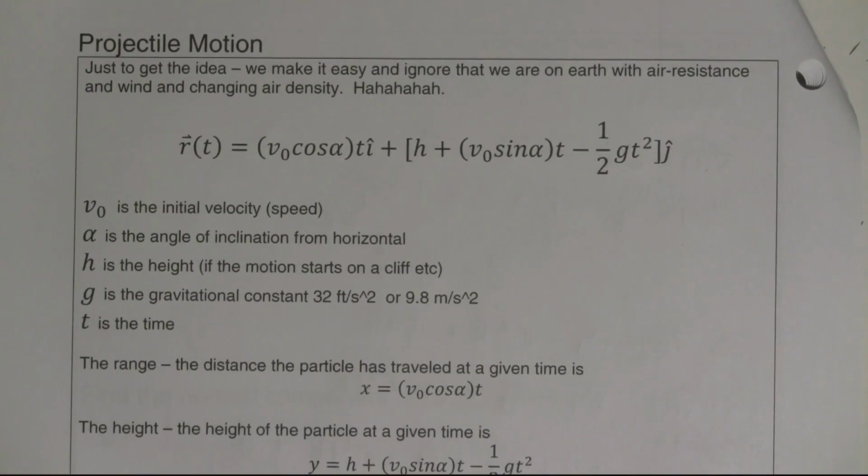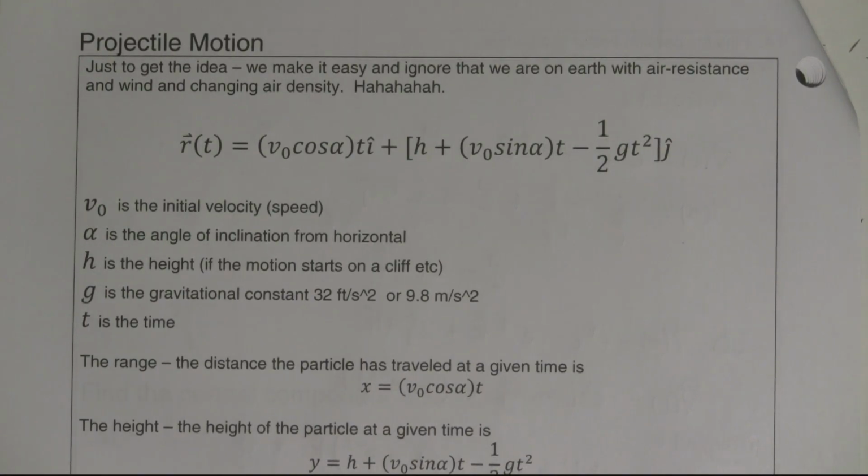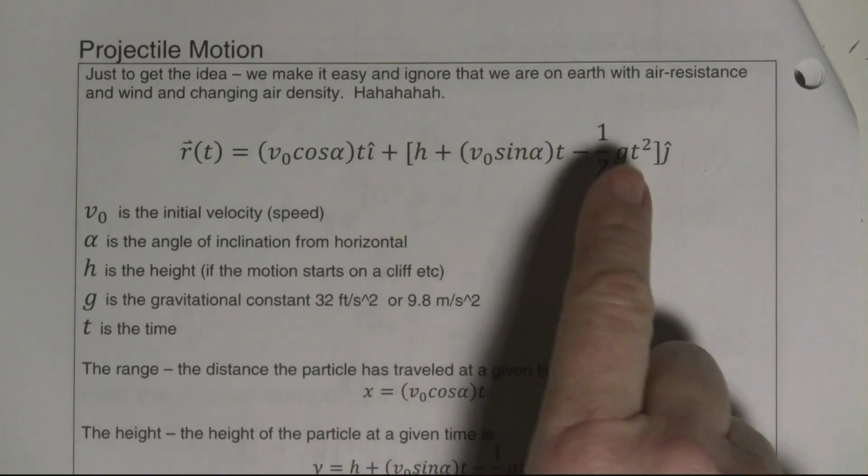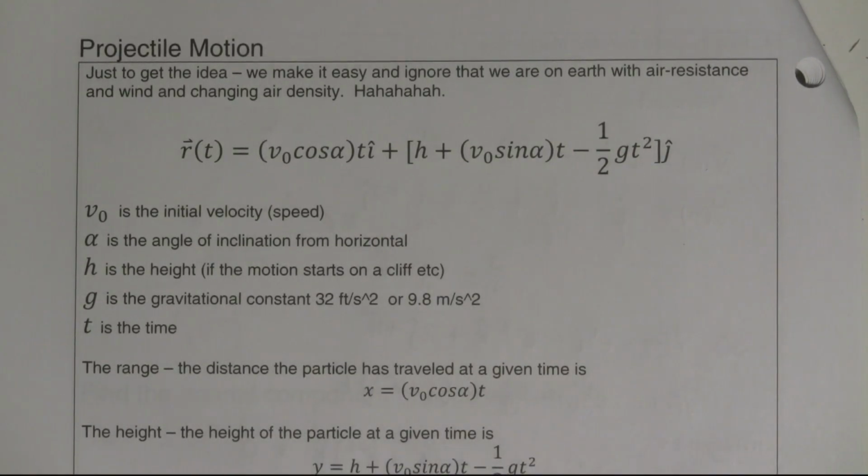Get it on the screen. Just to get an idea, we make it easy and ignore that we are on Earth with air resistance and wind and changing air density. So just to make it easy, this is the formula if we ignore all of those things, right? And so this is the vector ij of some projectile.